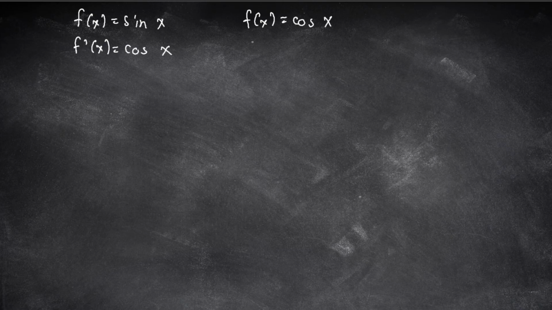So let's say we're given f of x is equal to sine of x. The derivative of sine of x is cosine of x. And we're given f of x is equal to cosine of x. The derivative of cosine of x is negative sine of x. So sine becomes cosine and cosine becomes negative sine.